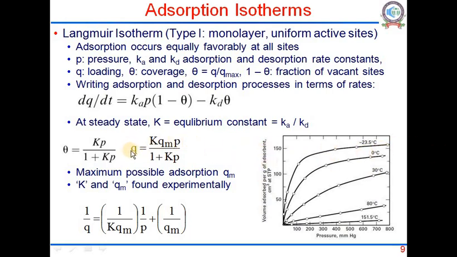And we need to find this capital K, the equilibrium constant or adsorption constant, and Qm, the maximum amount of adsorption, experimentally. So if you take this expression and just invert, you will get 1 upon Q equals 1 divided by K Qm, times 1 upon P, plus 1 by Qm. So if you plot 1 by Q versus 1 by P, the slope will be equal to 1 by K Qm and the intercept will be 1 by Qm. So that straight line equation allows us to find out the values of K and Qm.